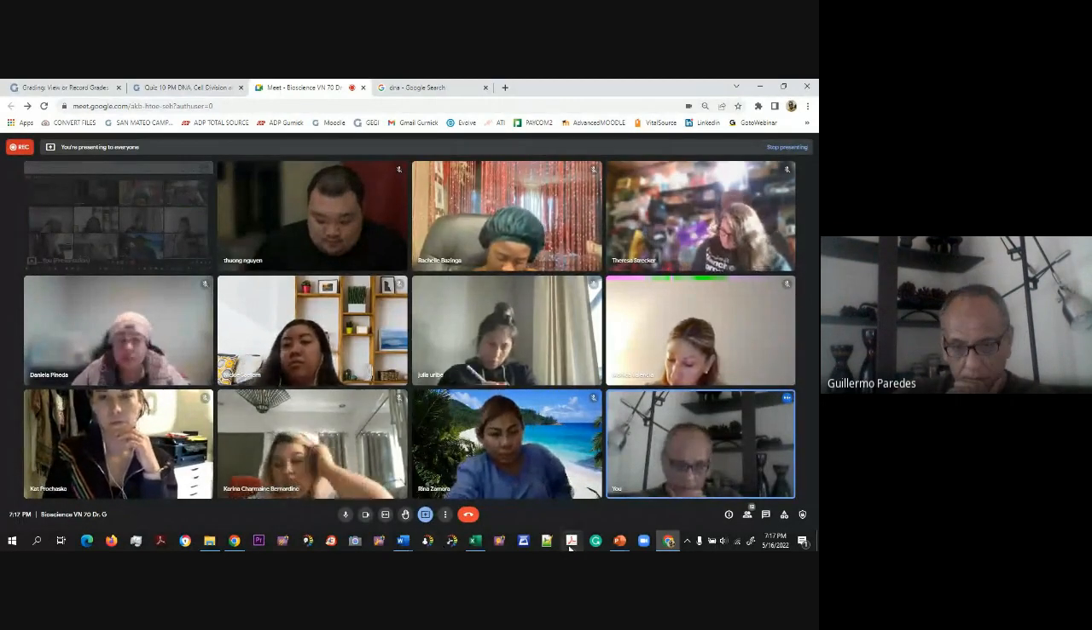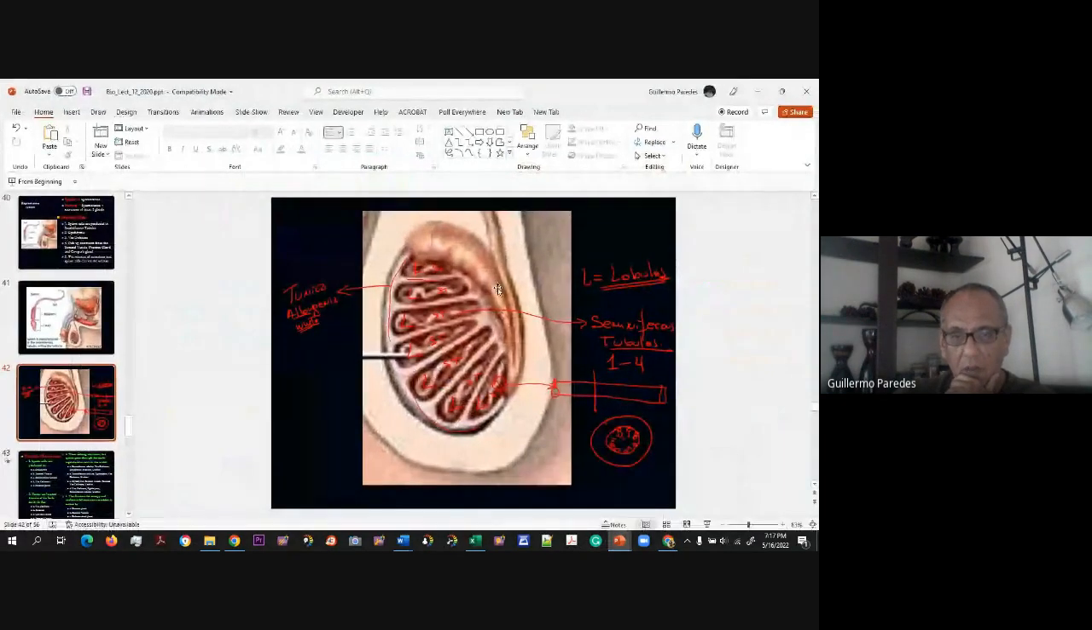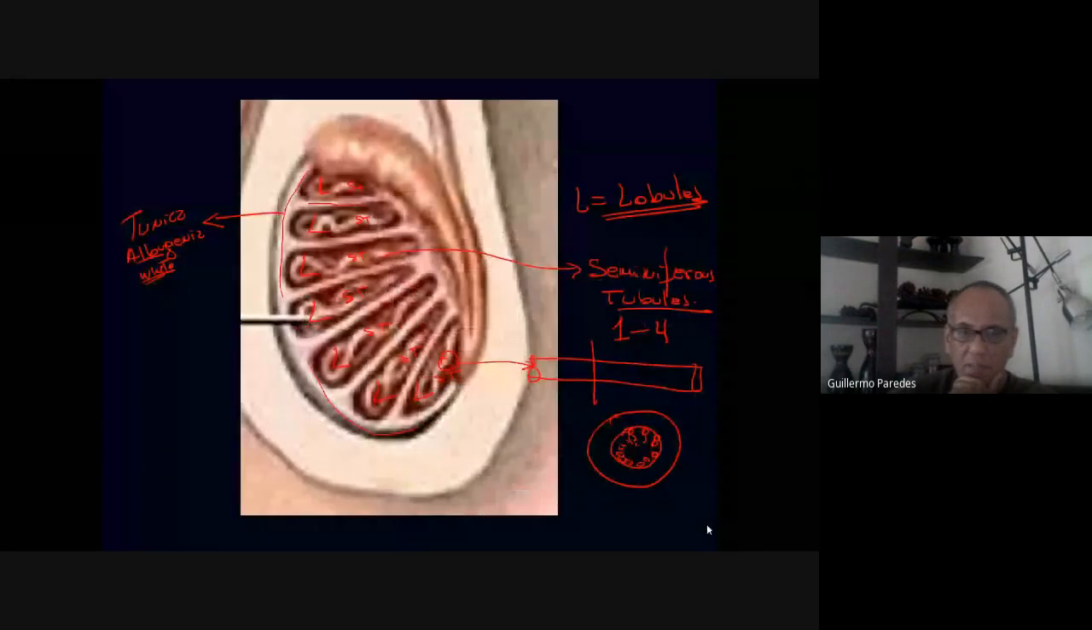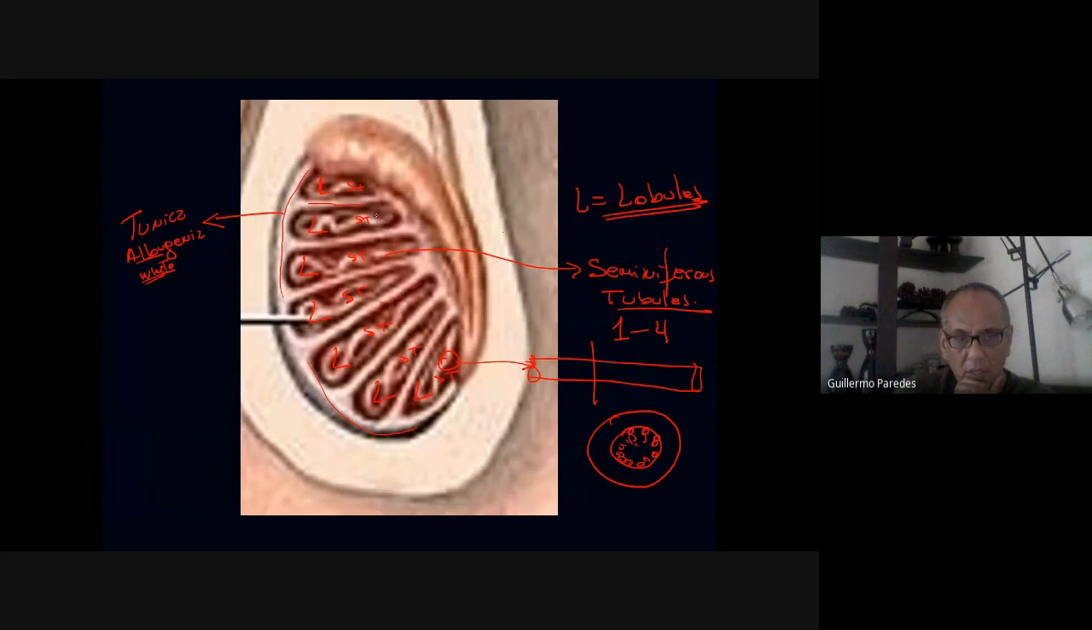Then the spermatozoids are going to migrate. Where? The spermatozoids are coming here. I'm going to draw in black. All these are going to go in this direction, to the efferent ducts and the rete testis, we don't care about that. And they end in this structure here, not this on the side, only this. That is called the epididymis.